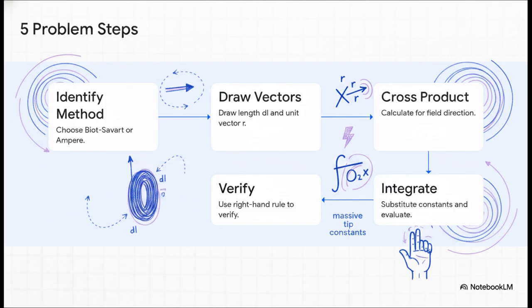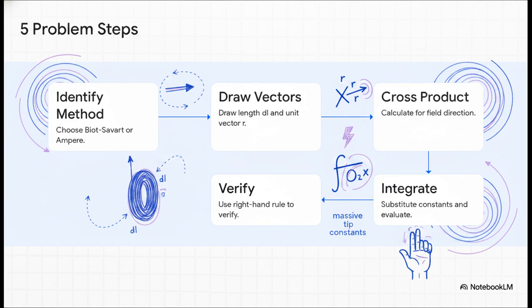Step 1, identify if you actually need the Biot-Savart method, or if you can look for symmetry to use a shortcut we'll talk about in a minute. Step 2, physically draw the current element length and a unit vector right there on your test paper. I'm serious, visualizing the angle is half the battle. Step 3, calculate that cross product to get the direction of the magnetic field.